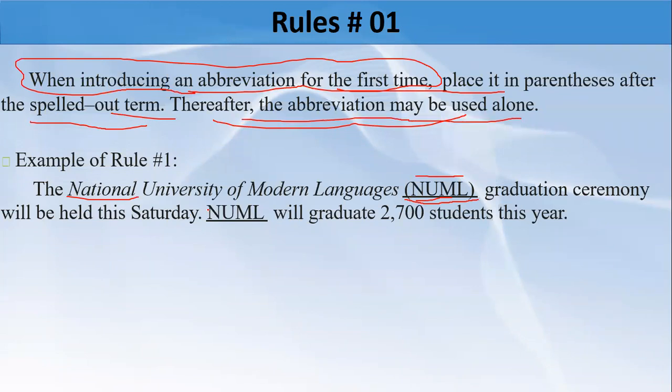From that onward, in the remaining sentences till the very end of your essay, you may use the abbreviated form. Then you no longer need to mention the complete term, National University of Modern Languages.